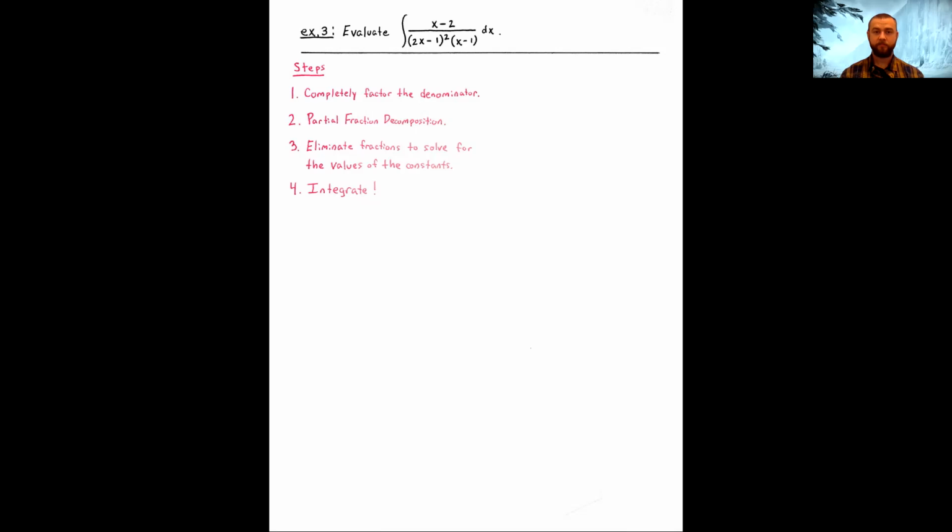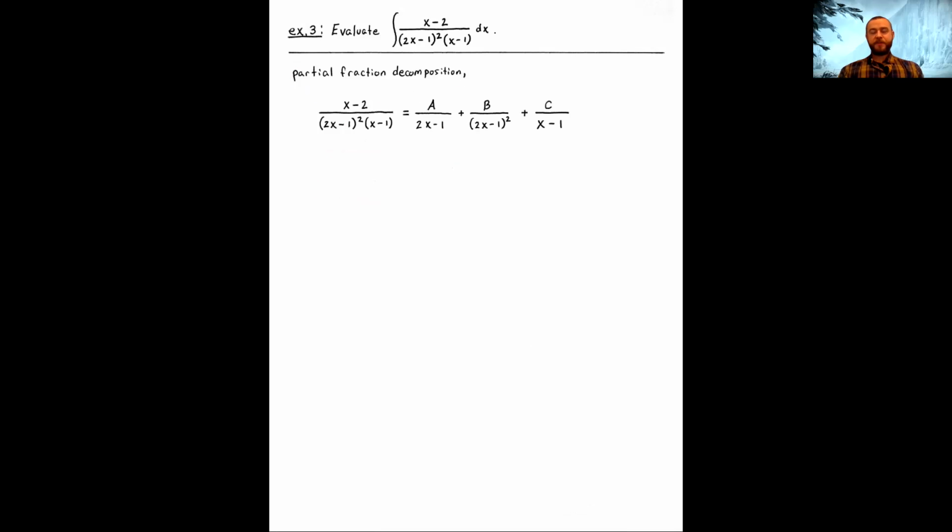All right, welcome back. Here, the first step is already done for us. So the math gods have smiled upon us. They gave us an example where the denominator is already factored. All right, so we can skip that. We can go straight to the partial fraction decomposition.